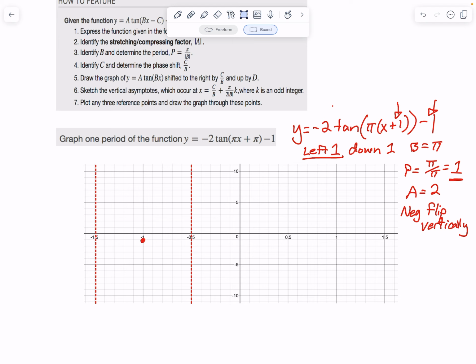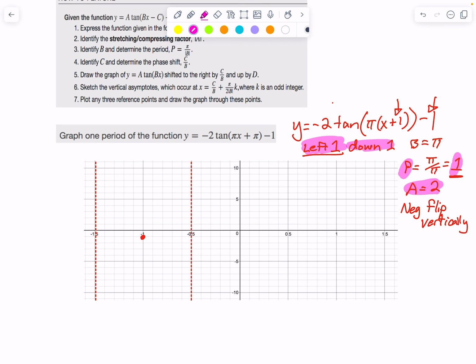All right, and we are going to now, okay, so let's highlight what we've used. I moved it over a full 1. We went down 1. I moved that. We used that the period was 1. That's why I have it across 1. And then we have to use this A is 2 and flip vertically. Okay, so I know that the A is 2, so I go halfway between. That's right there and right there. Halfway between. And then I know that it's got to go up 2 and down 2 in each direction, but I need to flip it vertically.